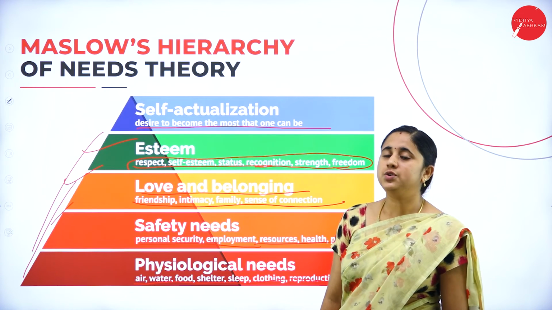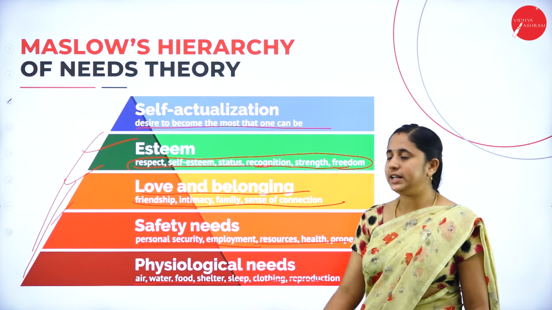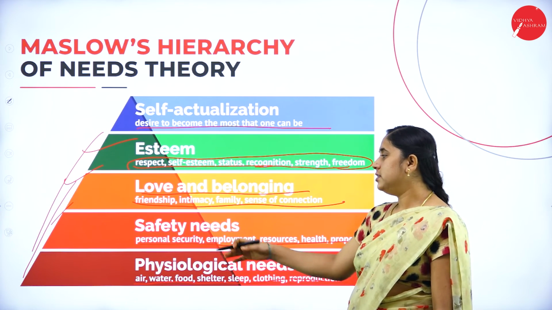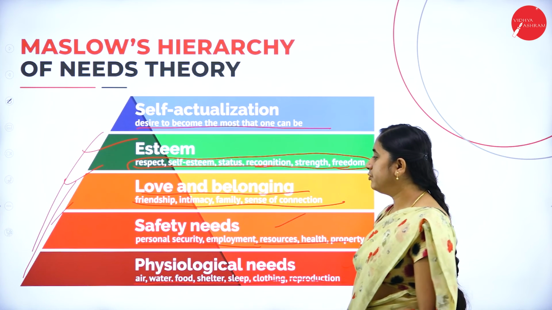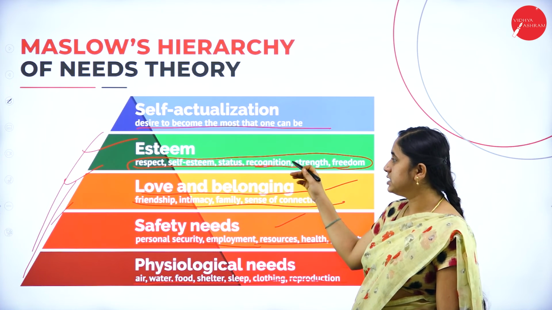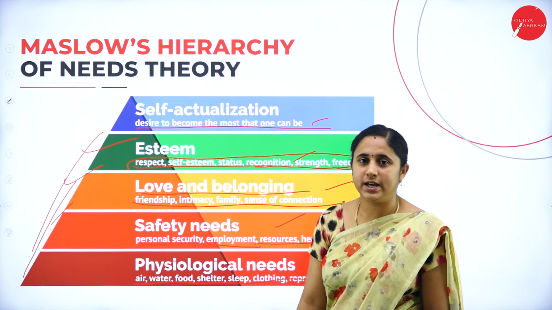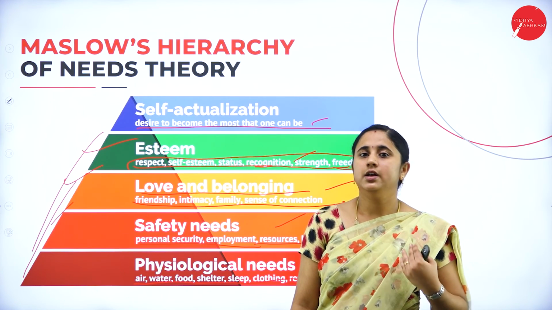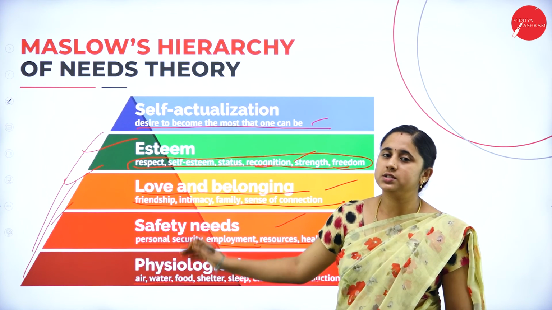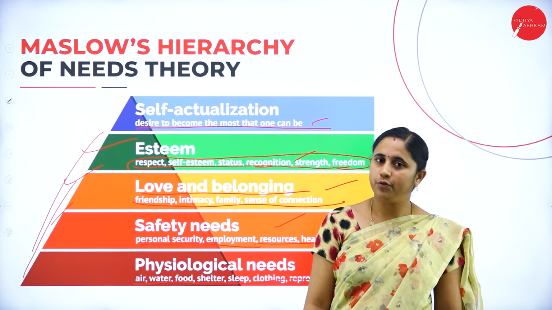The manager has to first give priority to the individual's physiological needs. Then after that, they will give preference to safety, then social needs, then esteem and self-actualization needs. So the manager will give importance according to this priority. So this is all about Maslow's hierarchy of needs theory.